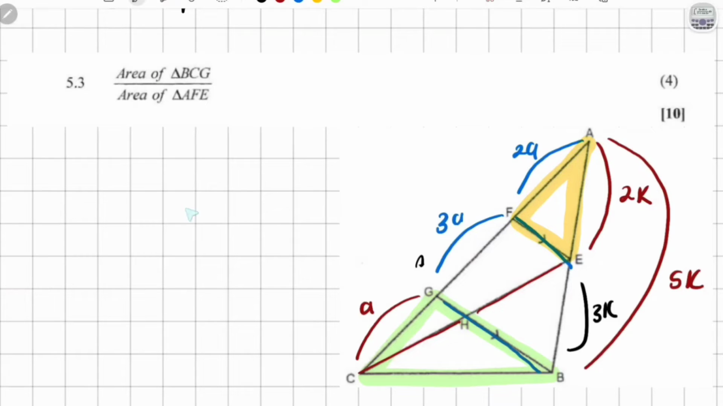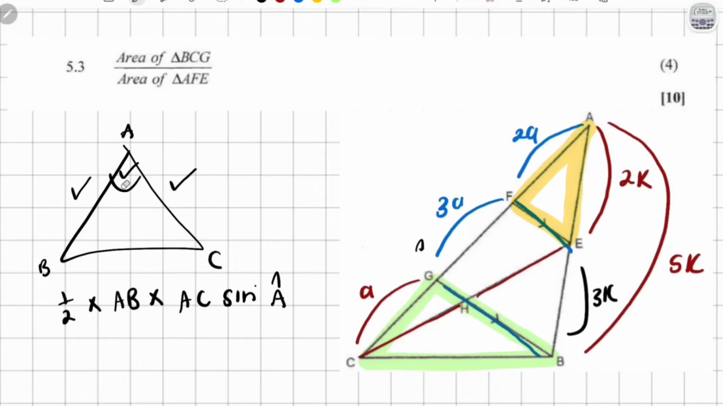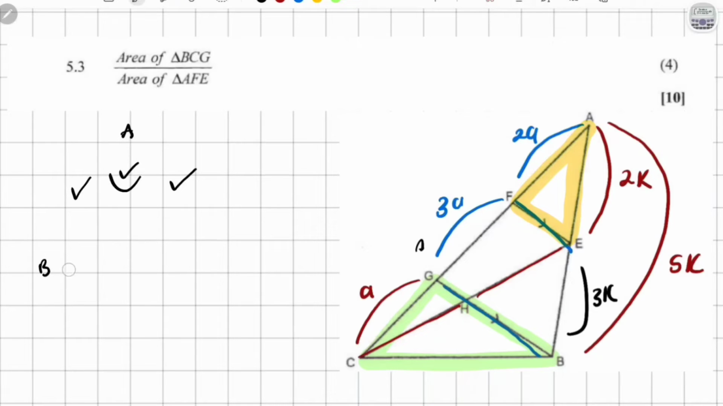The alternative way of finding the area of a triangle is by using something called the area rule. When you have a triangle, let's say ABC, and you've been given the angle A and the side AB and the side AC, you find the area by saying a half multiplied by AB multiplied by AC, and then sine of angle A. That's how we find the area of a triangle. That's the second method, using trigonometry. So that's what we're going to use here.